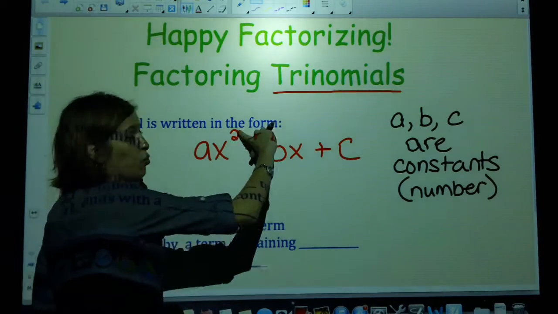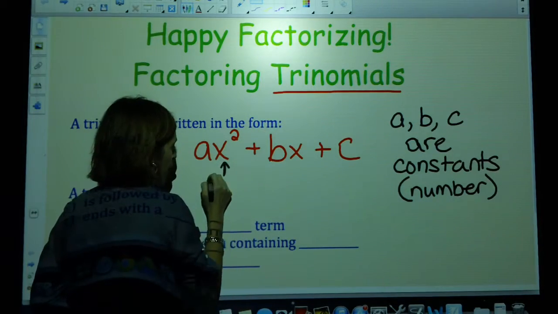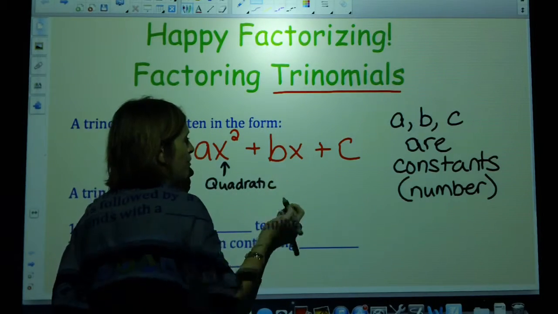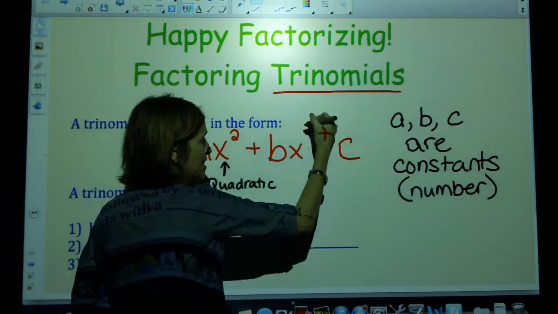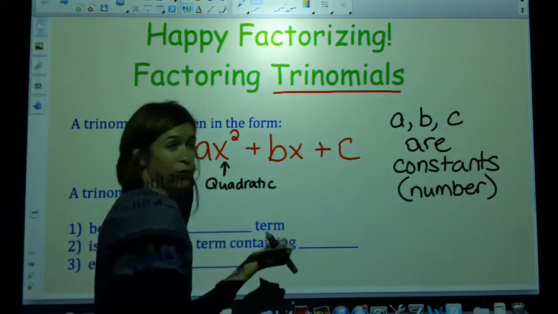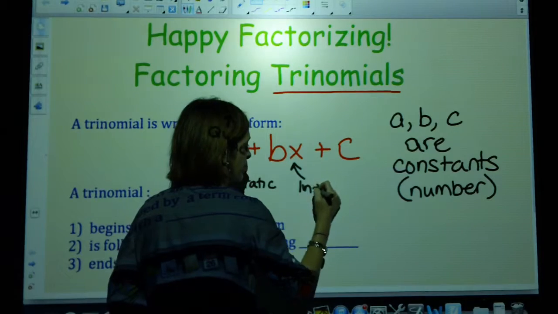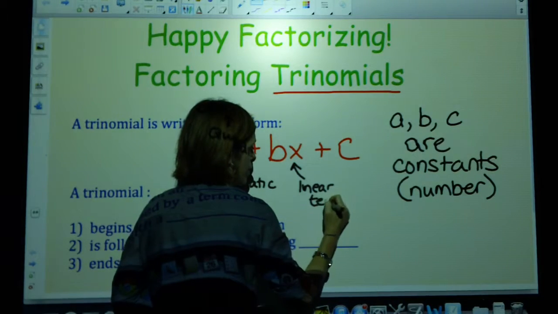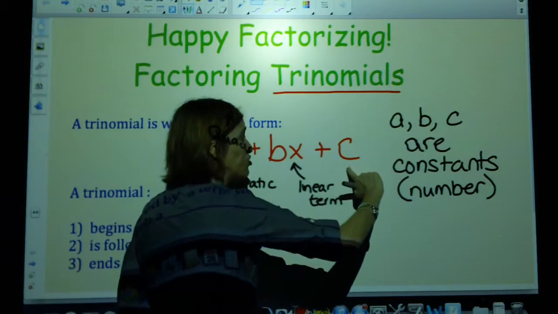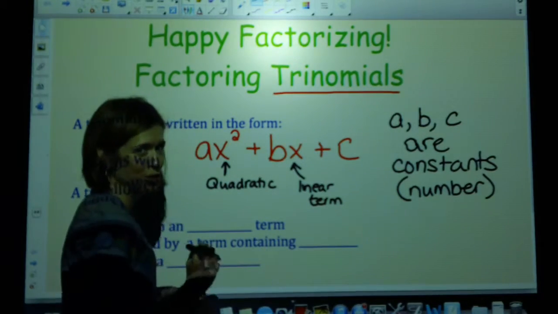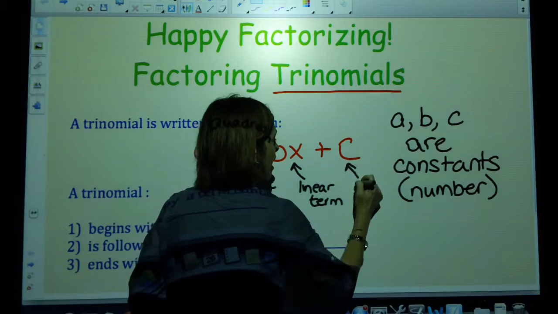Notice it has this square term. I'm going to call that the quadratic term. We'll go back to that another time. This x has an exponent really of 1, but we don't write 1. We're going to call this the linear term. And you notice the c has no variable. It actually does have a variable. It has x to the 0 power, which we know is 1. It's the constant term.